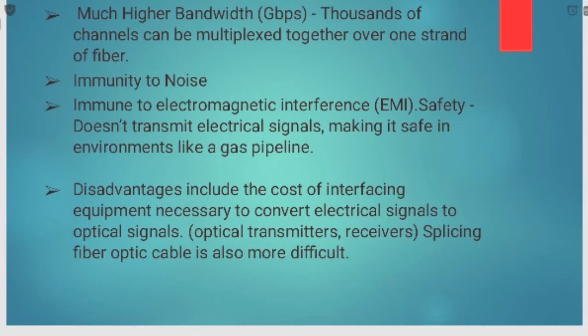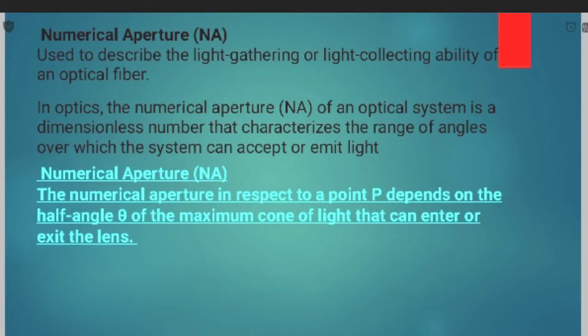An important parameter is the numerical aperture of the optical fiber. It is used to describe the light gathering or light collecting ability of an optical fiber. So numerical aperture is an important parameter in selecting an optical fiber, which is used to transmit the light signal as a carrier wave in an optical system. It is a dimensionless number that characterizes the range of angles over which the system can accept or emit light. This numerical aperture decides the characterization of the carrier wave, meaning the signal has to be carried from one end to another end.